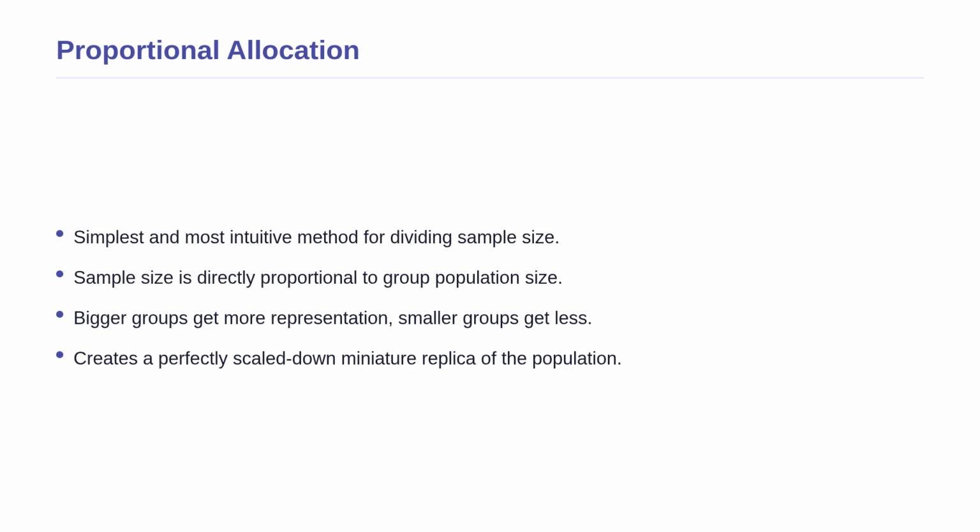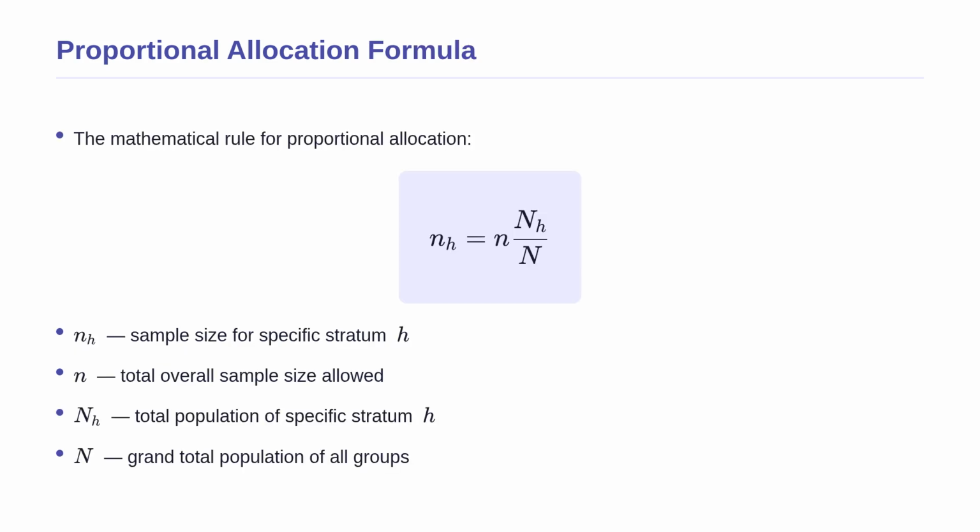This guarantees that your final sample is a miniature, perfectly scaled down replica of the entire population. It is incredibly popular in real-world surveys because it requires no advanced knowledge about the groups other than a basic head count. This concept translates into a very elegant mathematical equation.